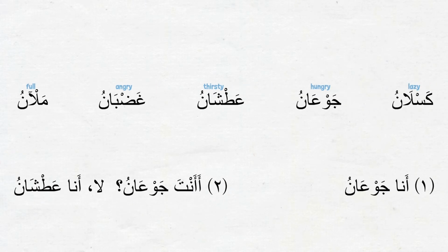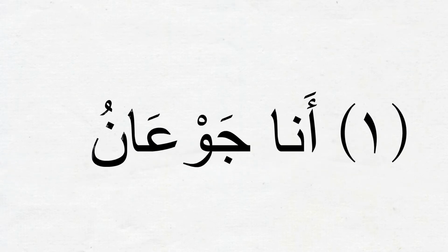So all of these ism are DIPTOTEs. Try to recognize their pattern. Fa'lanu, as in kaslanu, jaw'anu, atshanu, ghadbanu, and mal'anu. Next we have a few example sentences.